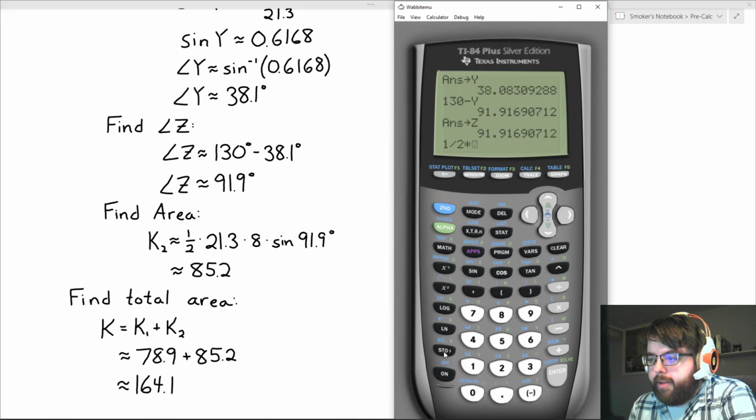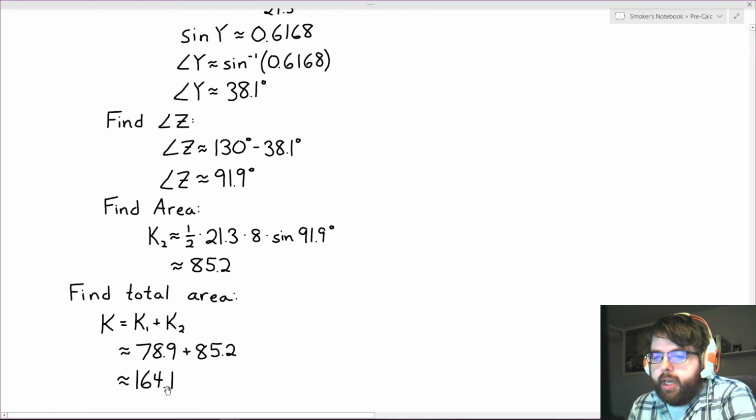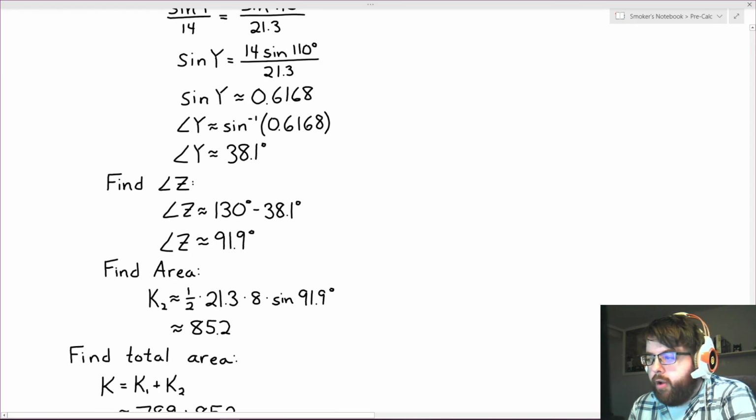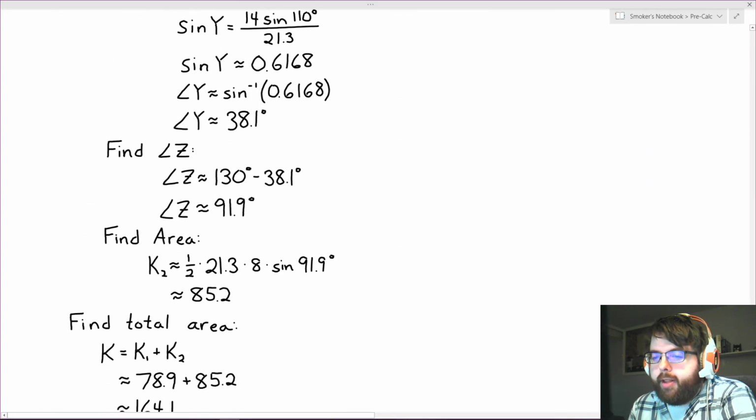So alpha x times, what was it? 8, because 8 was the number that was on the figure given, and then sine of alpha z. Okay, this is what you should do even though you're writing 0.9. This is storing much more, and I want you to use the much more, okay, to get 85.2. Then you just add K1 and K2 together to get the total area of that figure. Ooh, that's crazy. And that's a wrap.